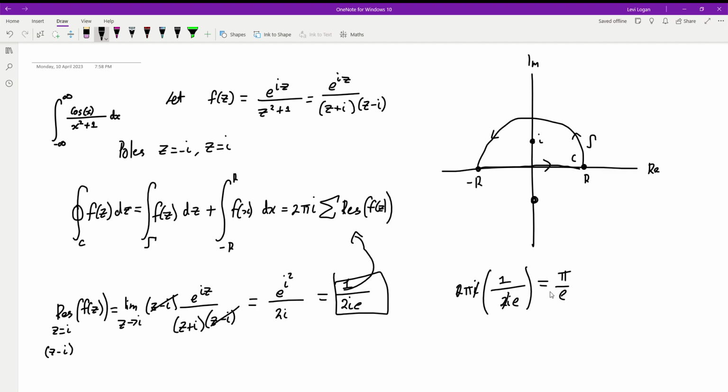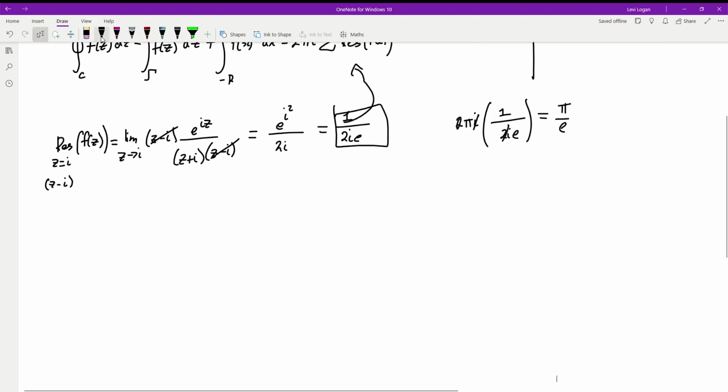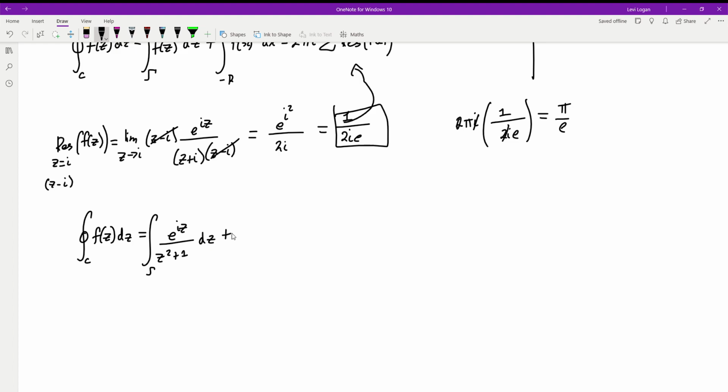Now this is actually the value of our integral up here, but we can't really prove that yet. So this is what we're going to do. Our contour integral over the path c of f of z is equal to the integral over gamma of f of z, which is e to the i z over z squared plus 1 dz, plus the integral over the real axis from negative r to r, which is going to be e to the i x over x squared plus 1 dx, is equal to pi over e.